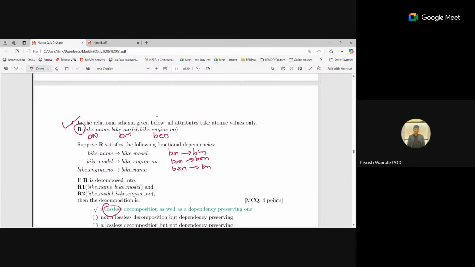First simply check for lossy or lossless. Tell me, is it lossy or lossless? Anyway, it is mentioned, but is it correct or not? Lossless decomposition. Yes. What is R1 union R2, is it satisfying everything? Is there any common attribute? Yes, bike model. From bike model, are we getting R1, R2? Yes, R2 we are getting. So it is lossless decomposition, that is for sure. But how do we check for dependency preserving?